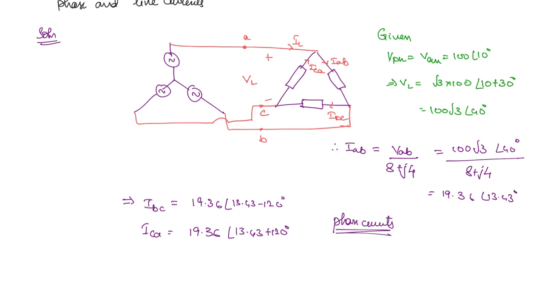We also need to find the line currents. So the line current IL, we will find IA. What will be IA? This will be equal to root 3 times the IAB value. And what will be the angle? In the delta configuration, the line current will lag the phase current by 30 degrees. So root 3 IAB will be the magnitude and the angle will be the angle of IAB, which is 13.43 minus 30 degrees. So you are going to get 33.54 angle minus 16.57 degrees.